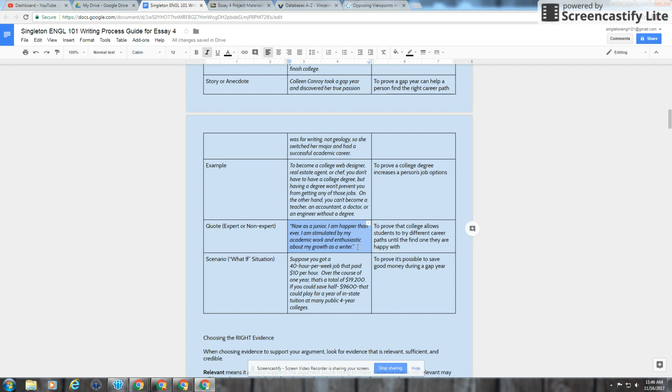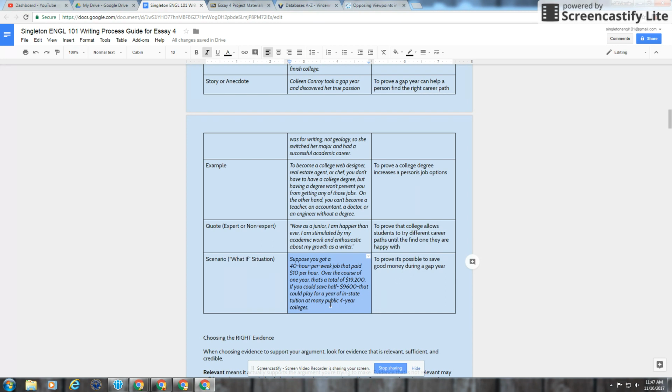Last would be a scenario, and that's the last type of evidence. This is a what-if situation. So, for example, you say, suppose you got a 40-hour per week job that paid $10 an hour. Over the course of 1 year, that's a total of $19,200. If you could save half, $9,600, that could pay for a year of in-state tuition at many public four-year colleges. This scenario was used to prove that it's possible to save good money during a gap year.